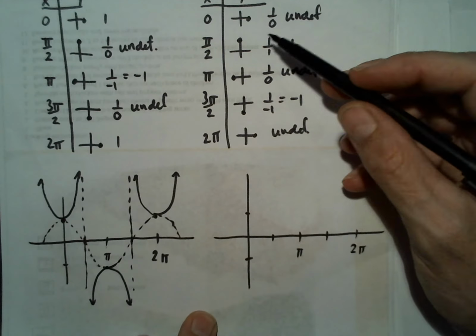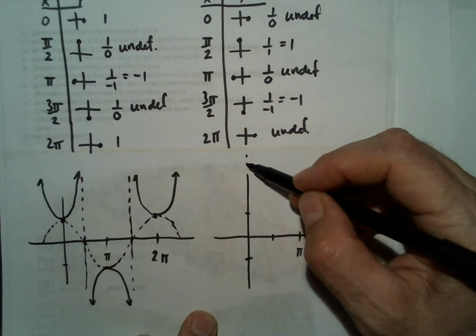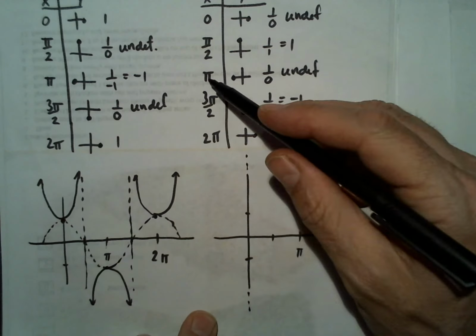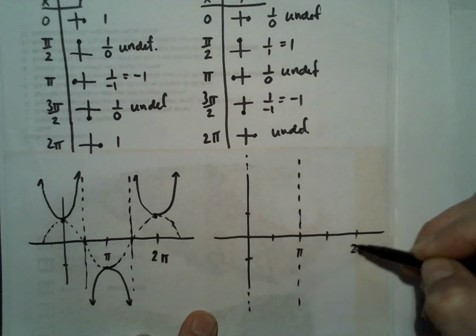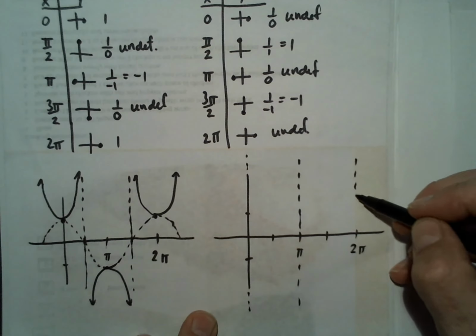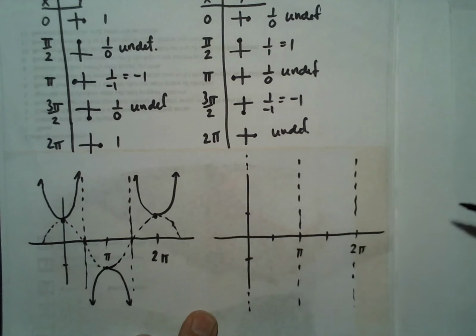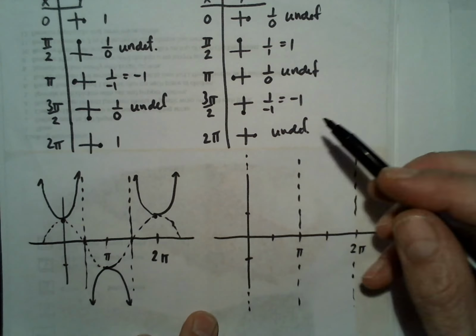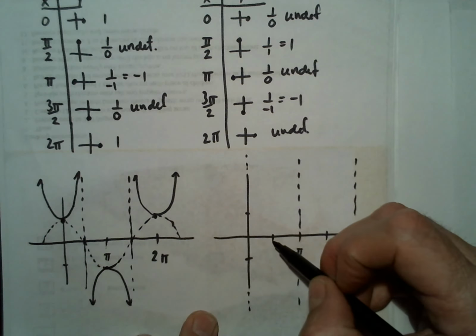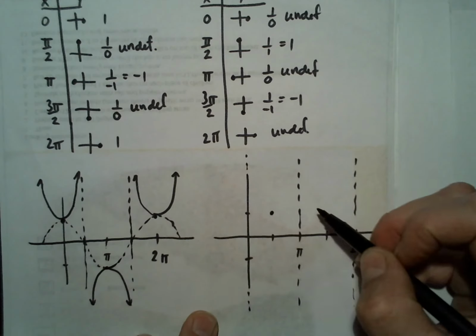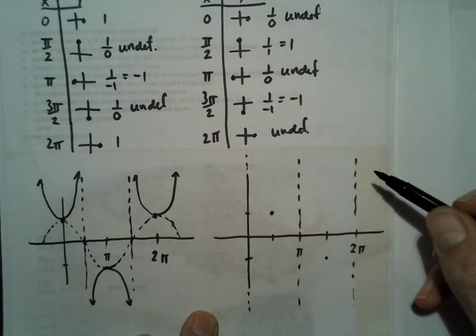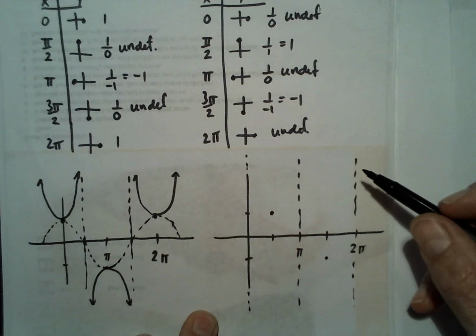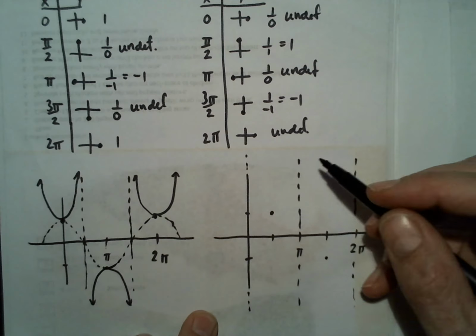So we have an asymptote at 0, another asymptote at pi, and an asymptote at 2 pi. Plot these points: at pi over 2, we'll go to 1, and at 3 pi over 2, negative 1. This is the reciprocal of sine.